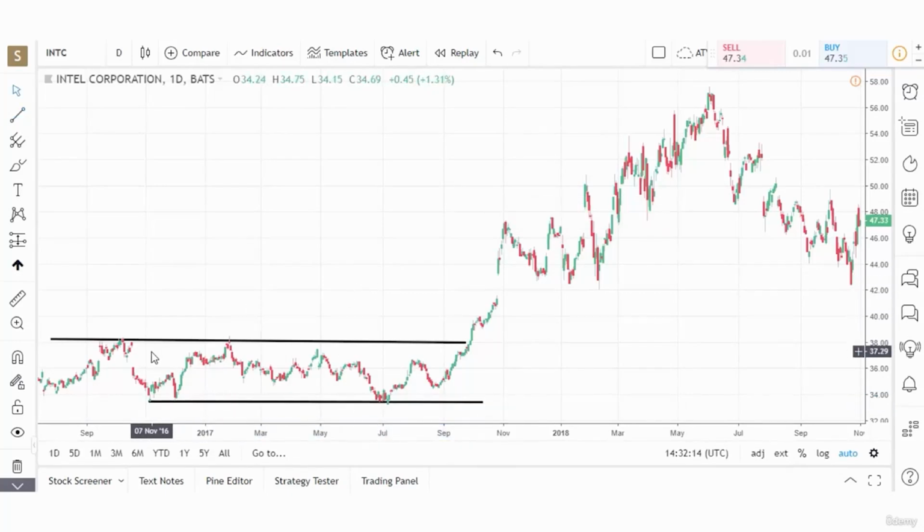And as we can see, the stock traded in this range between resistance and support for more than a year. This is September of 2016, all the way up through September of 2017. This is an example of how important it is when a long-term support or resistance level is broken. So when the stock broke through this resistance level, right around $38, you can see the stock then made a huge move to the upside, eventually reaching right around $57.